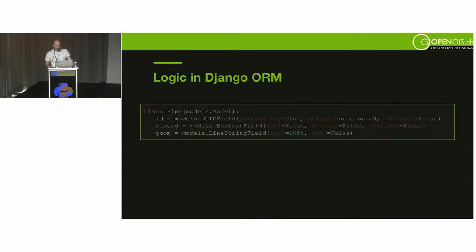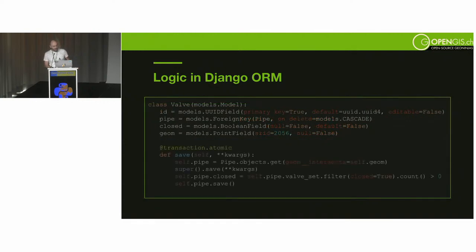So if I use that small example that we have here in Django, I have my pipe class with ID, the closed Boolean field, and the geom coming from GeoDjango. Same with the valve, and here I have this small code snippet on the save, which basically is doing the same as the trigger before, getting the pipe. So we reference which pipe is connected to that valve, and whenever we change that closed status on the valve, the pipe is getting closed or open. And if you have several valves on it, it's the combination of the several valves.